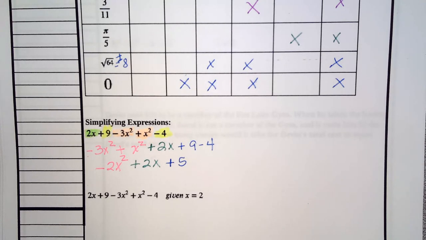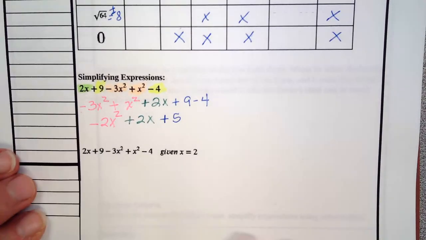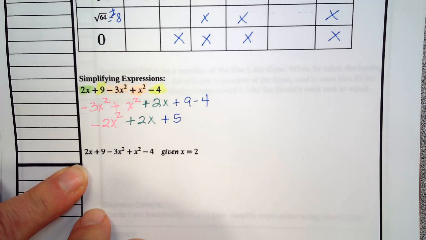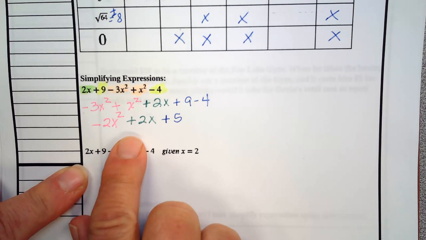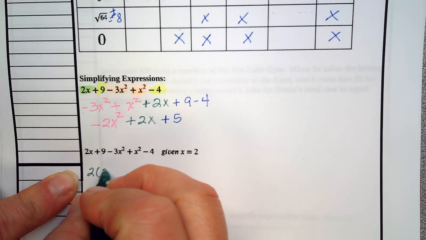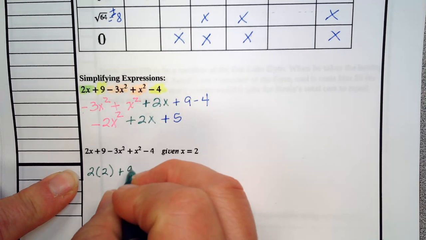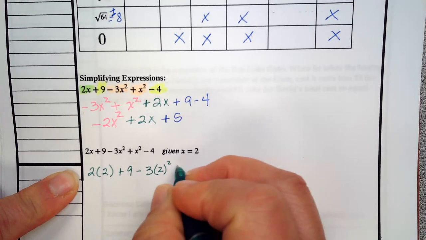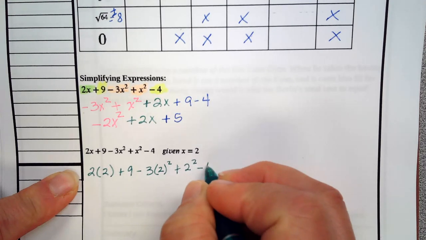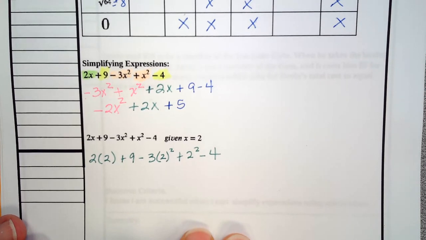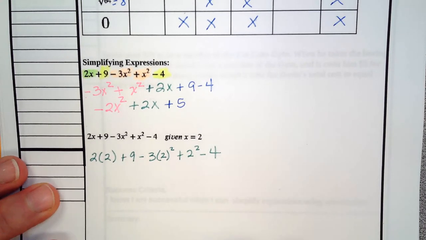We always want to make sure that it keeps you going. This is the same as here. So if we wanted to, we could substitute into this equation, but we don't have to. So let's just use the whole equation. X is 2, so I'm going to start with 2. I'm going to multiply it by 2. Plus 9, and then I'm going to take minus 3 times 2 squared plus 2 squared minus 4. Any questions?